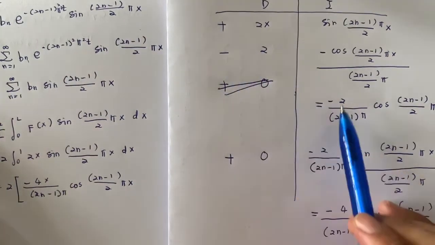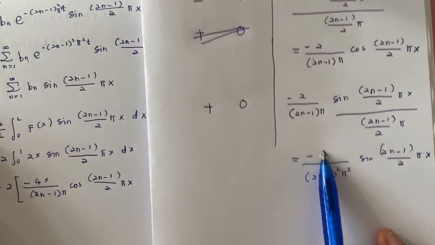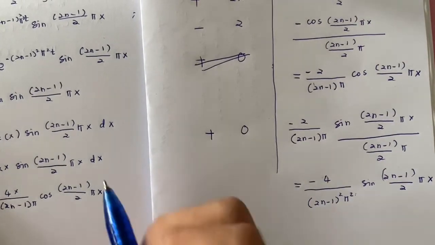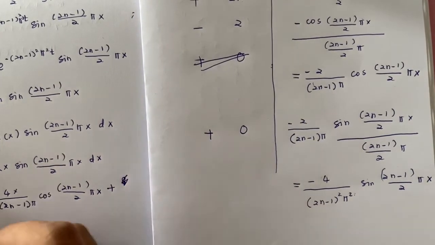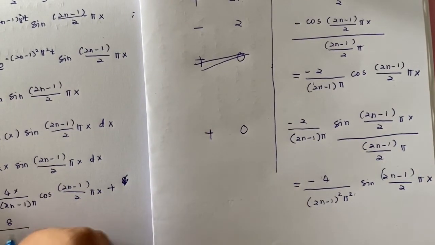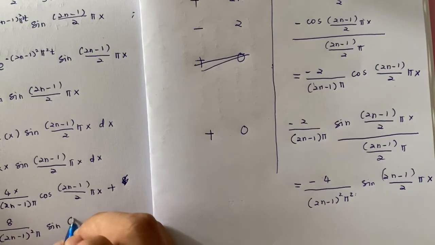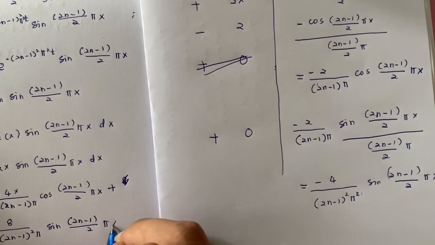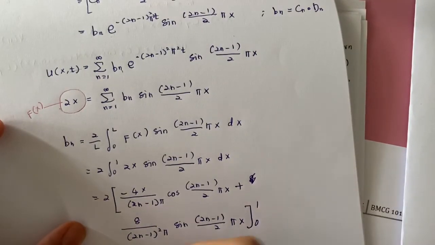Okay, plus minus, and then you have minus 2 multiplied by this. Minus 2 multiplied by this, you have plus 8 over (2n minus 1) squared pi sine((2n minus 1)/2 pi x). So from 0 to 1.